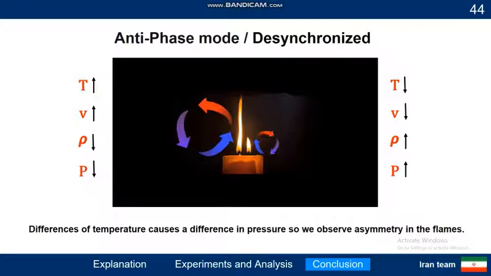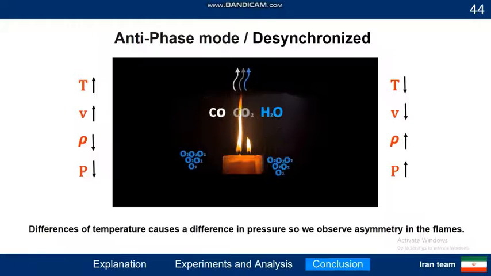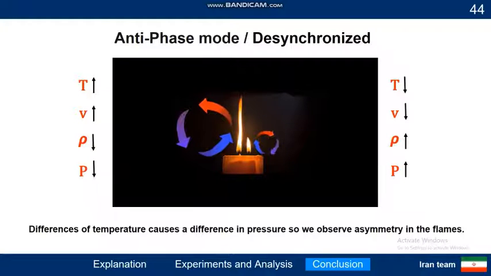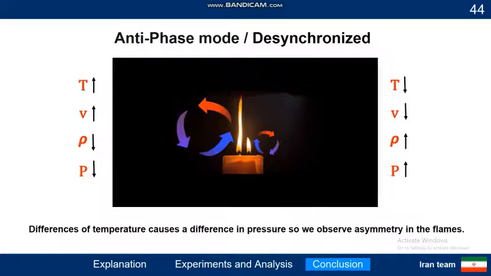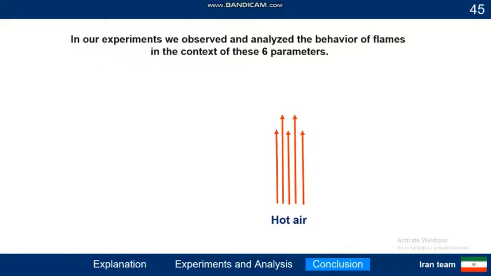Also, the other modes are anti-phase mode and desynchronized mode. That is because there is a different temperature on the two sides, as you can see in the left part, as I said before, there are two strands and on the right one strand. You can see disorders in temperature and pressure actually. So we have asymmetric flames and uncoordinated oscillations.